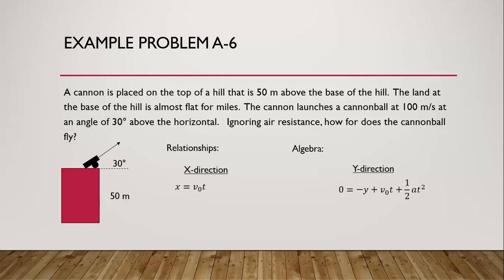If we solve it, negative y plus v initial t plus 1/2 at squared, and if we substitute some things in there, we get 0 is equal to 50 meters plus 50 meters per second times t plus negative 4.9 meters per second squared, t squared.